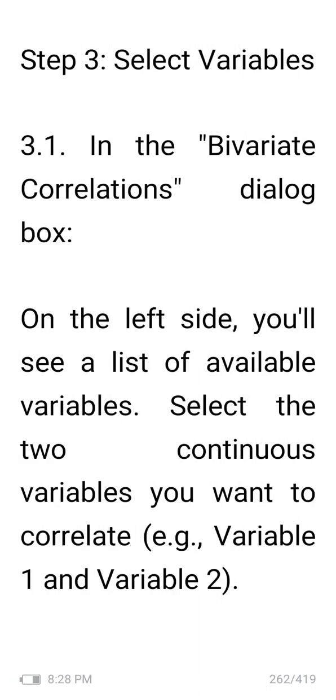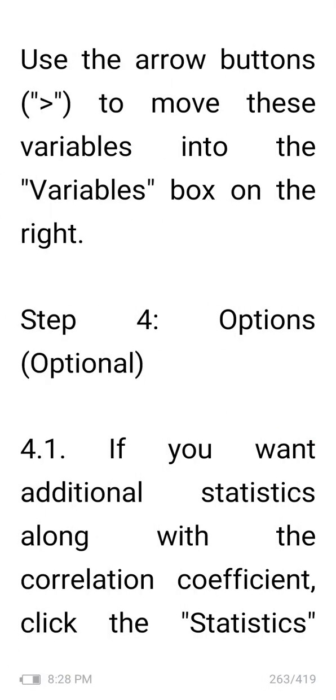Select variables in the bivariate correlations dialog box. On the left side, you will see a list of available variables. Select the two continuous variables you want to correlate, for example, variable 1 and variable 2. Use the arrow buttons to move these variables into the variable box on the right.